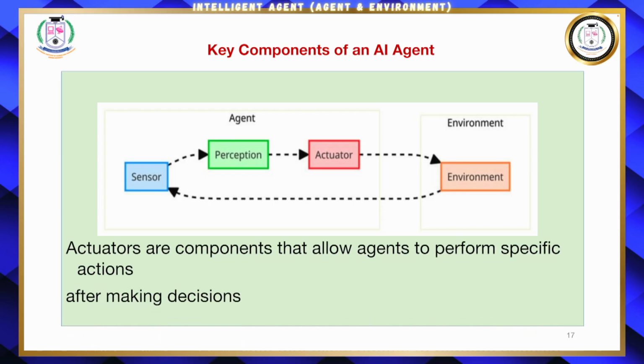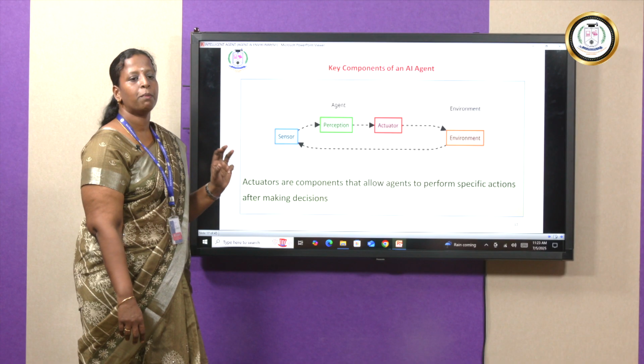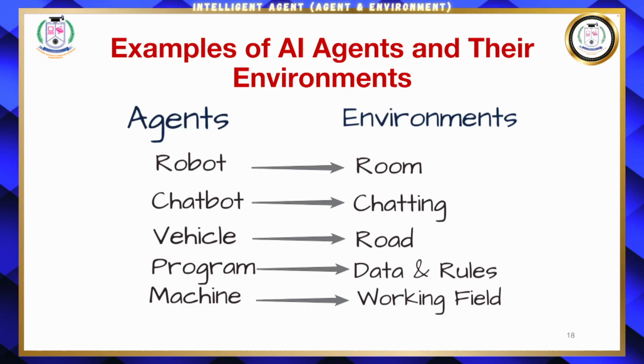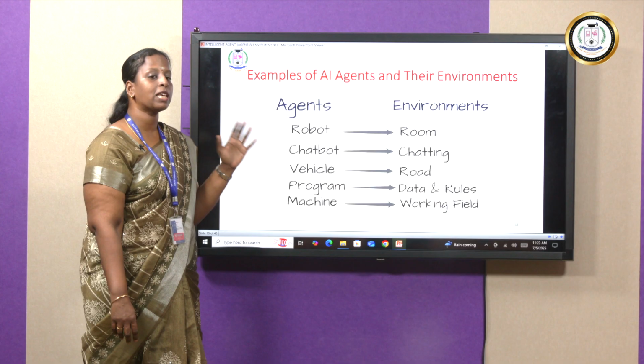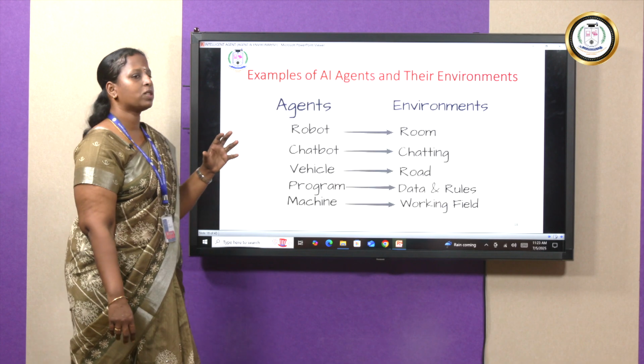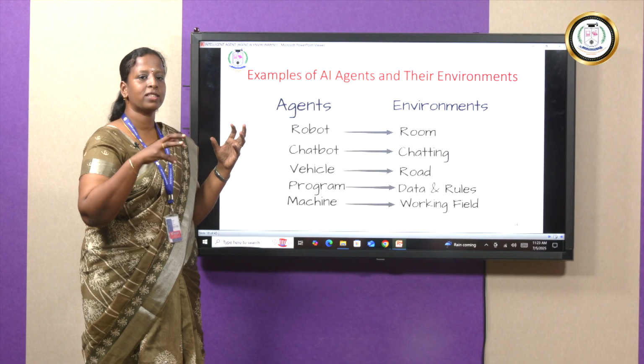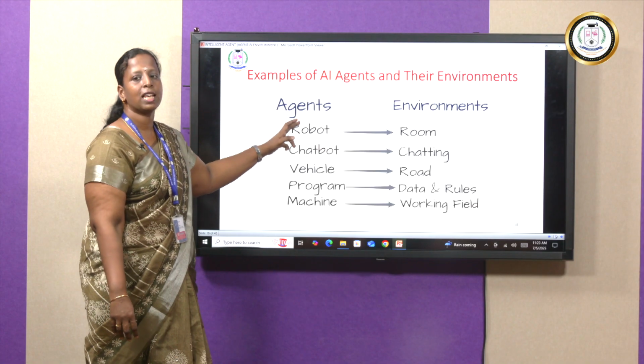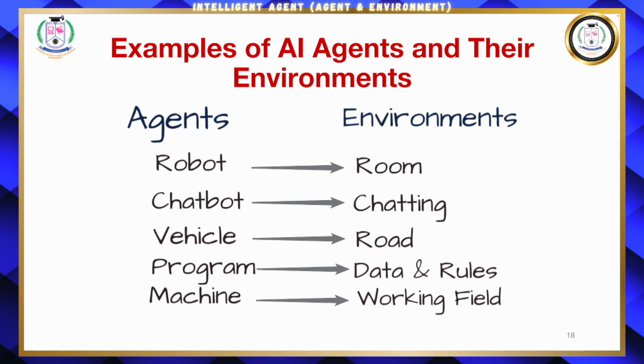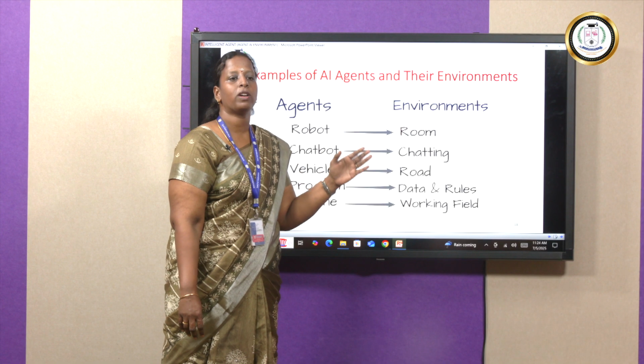So the actuator is the one which is mainly used to perform some particular action. Next, let's see some real world examples of agent and environment. Suppose we have a robot. The robot is the agent, and the environment is the place where it exists. Usually a robot exists in a room.